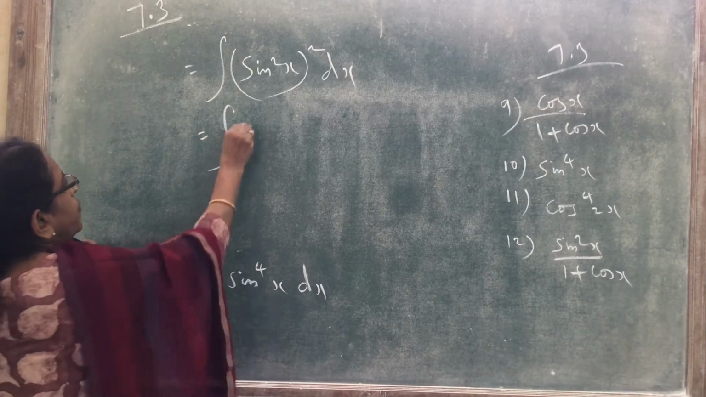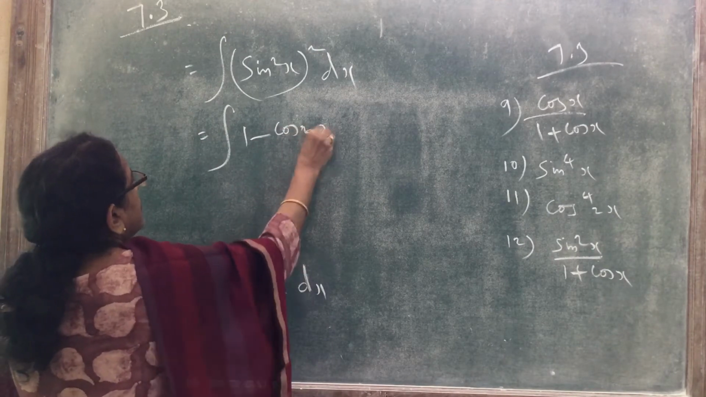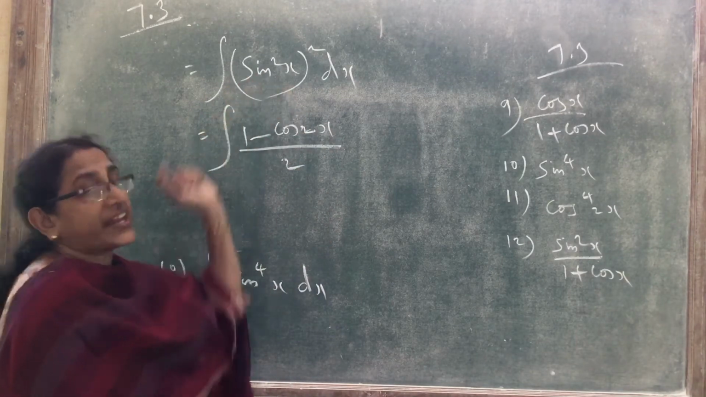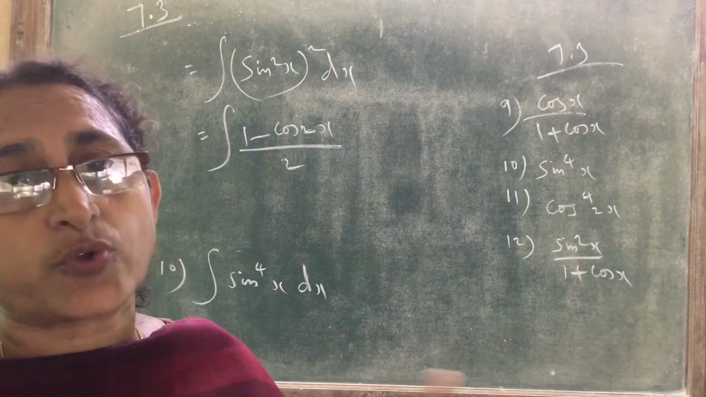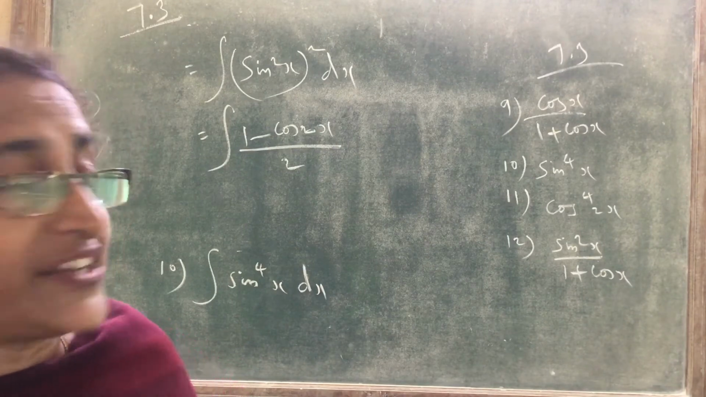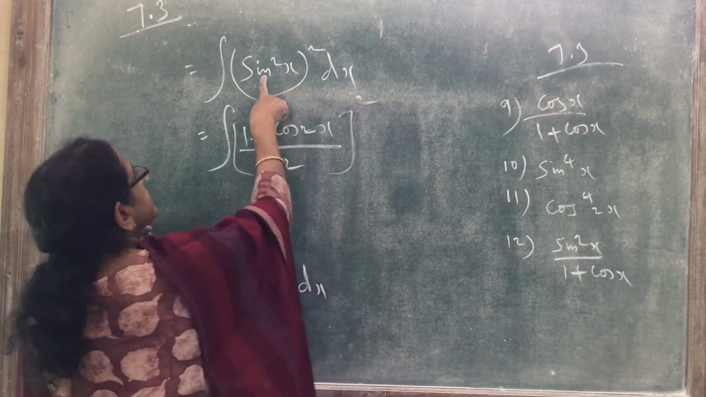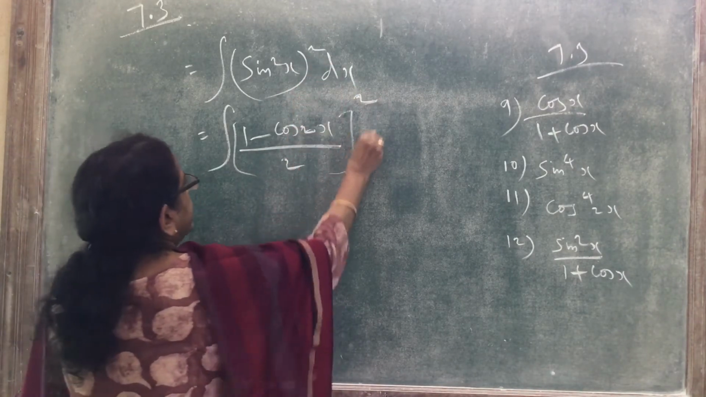What is sin^2 x? That is equal to (1 minus cos 2x) whole divided by 2. This is the formula for sin^2 x. Cos^2 x is (1 plus cos 2x) divided by 2, and sin^2 x is (1 minus cos 2x) divided by 2. So we have to write the whole square, sin^2 x whole square dx.